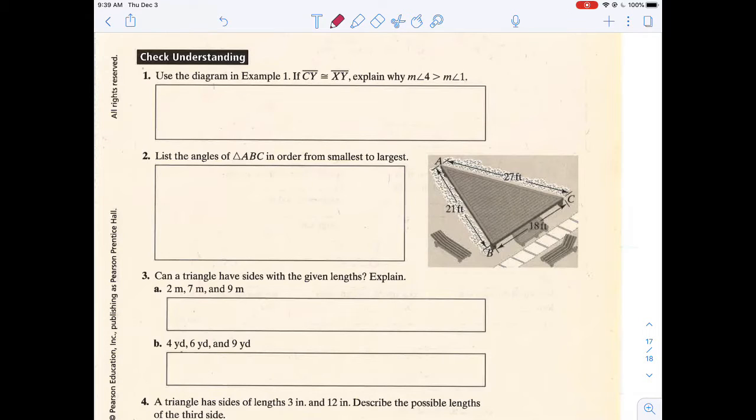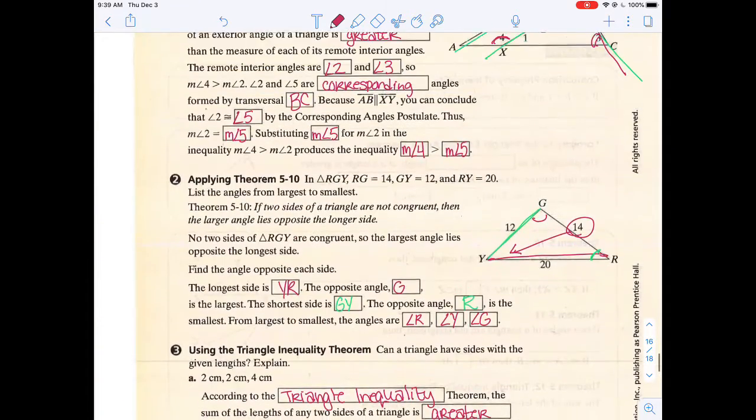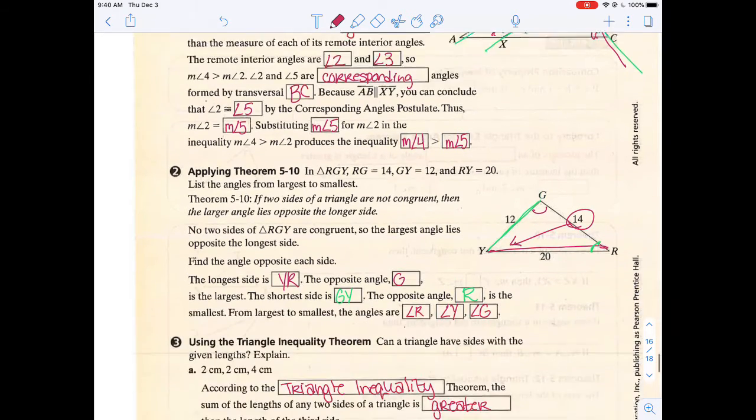Okay, lesson 5.5, check for understanding problems. Number 1 says use the diagram in example 1. If side CY is congruent to side XY, explain why the measure of angle 4 is greater than the measure of angle 1. Well, here is our diagram from example 1. So they're saying if side CY was congruent to side XY.